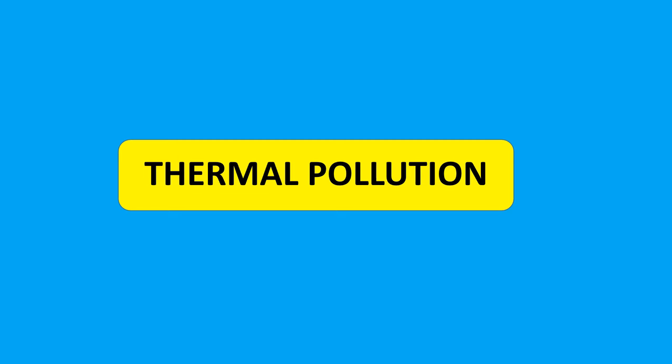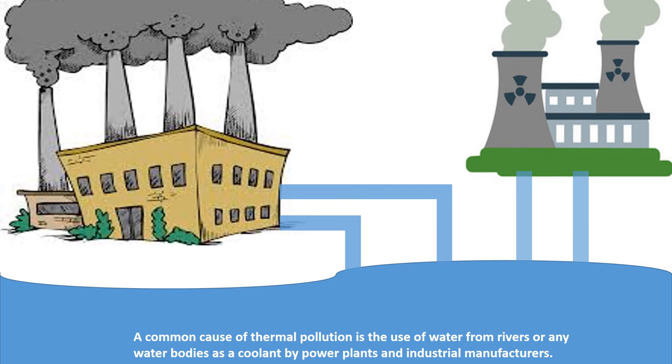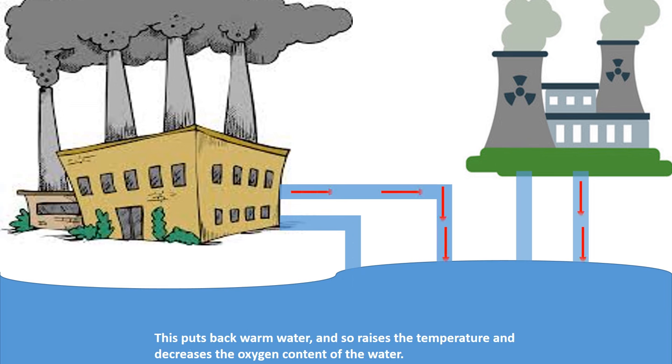Thermal pollution. A common cause of thermal pollution is the use of water from rivers or any water bodies as a coolant by power plants and industrial manufacturers. Then they put back warm water into the river, and so raises the temperature and decreases the oxygen content of the water.